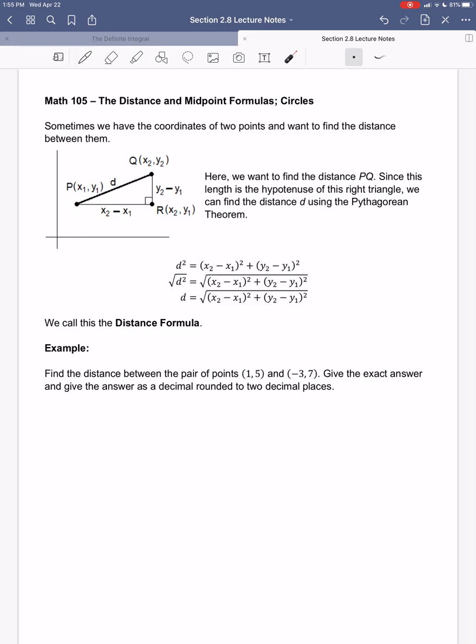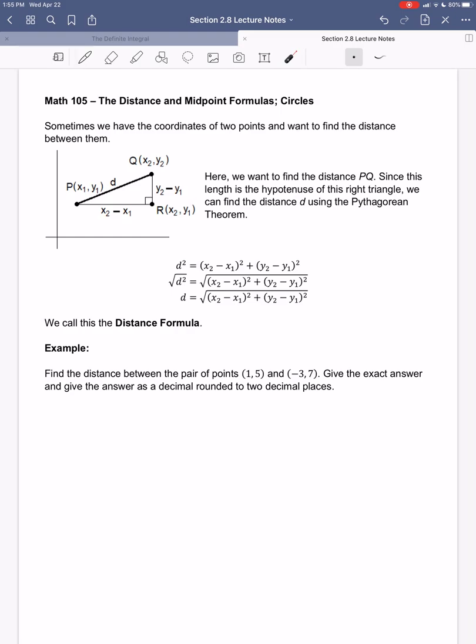Then to find these distances along from P to R and Q to R, I noticed going from P to R, the y-coordinate stays the same, so I'm just changing x-coordinates. So I just subtract the x-coordinates to find the distance. For Q and R, that's a vertical distance. I do the same thing, except I subtract the y-coordinates.